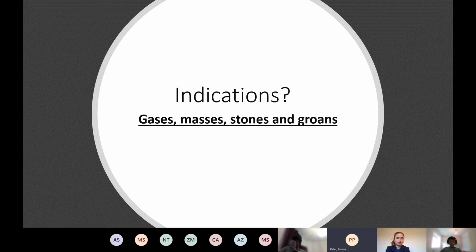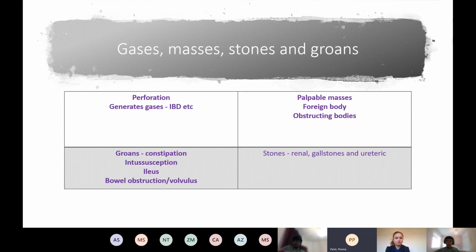The phrase that I find useful is gases, masses, stones, and groans. If you break that down, this is what each of them roughly indicates. The gases are if they've perforated, or any sort of process that generates loads of gas, like IBD. Any masses, so palpable ones, obstructing ones, any foreign bodies. Stones are just stones, and groans is anything that causes the person to feel constipated, feel obstructed. Don't worry if you don't recognize all of these now. I didn't at this time, but this is the main reason why someone would order an Abdo X-ray.